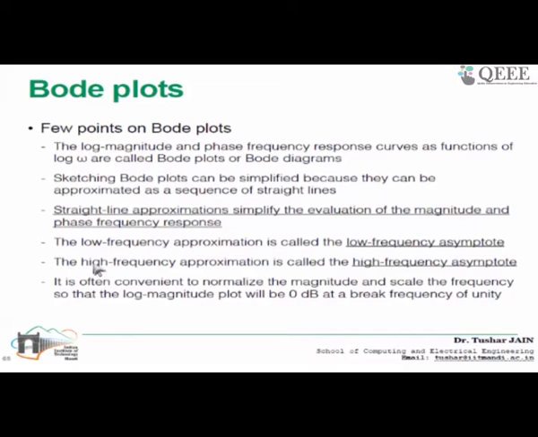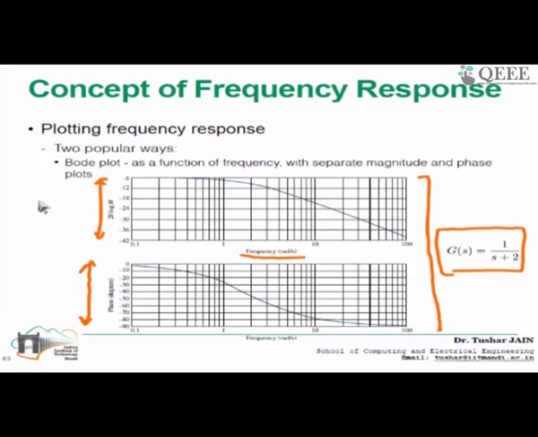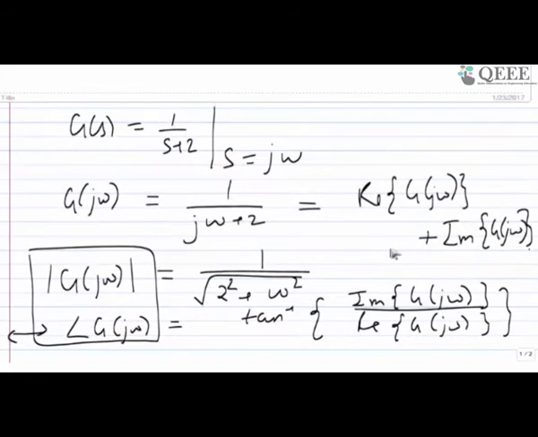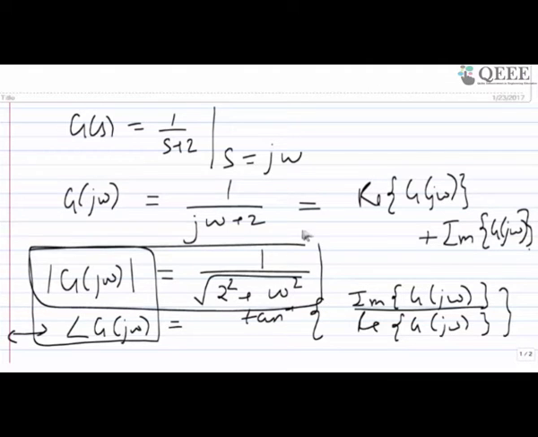There are a couple of points which say the log magnitude and the phase frequency response curves are functions of log of omega. The most important point is the third one, which says the straight line approximations simplify the evaluation of the magnitude and the phase frequency response. So what does it mean? Now what do you see here, that the magnitude of this G(s) is basically given by this relationship, and this is nothing but a function of omega, right?